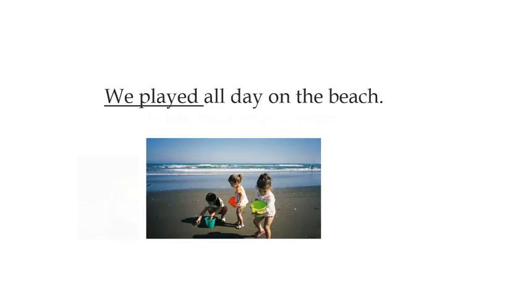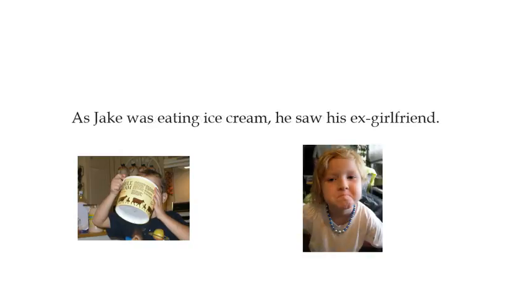Some fragments have a subject and a verb, but they still do not express a complete thought. If we take a look at this one, as Jake was eating ice cream. Now the subject is Jake, was eating is the verb, but this still does not express a complete thought. We're waiting for more information because of the word as there, and that's something called a subordinating conjunction, and it makes this a dependent clause. It depends on more information to complete it. As Jake was eating ice cream, he saw his ex-girlfriend. Now we have a sentence that is a complete thought.